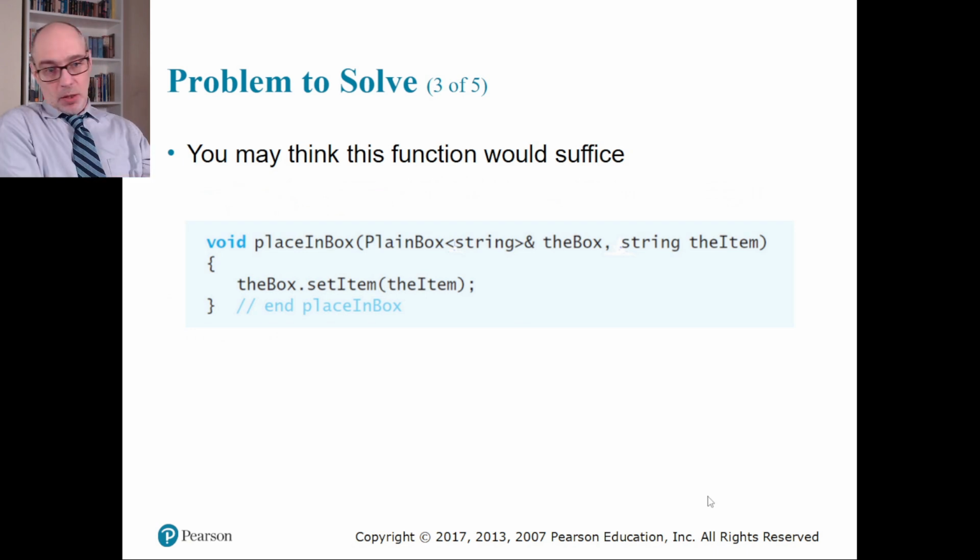Okay, so here's an attempt. Here's a function like that. The function is called placeInBox. It takes 2 arguments. It takes a plain box with a string reference, so you can change it for what it's worth, called the box. And then as a second argument, it takes a string called the item, the thing you're going to put in that box. And obviously, there's just one line of code here. You call the box dot set item, and you pass in whatever the item is.